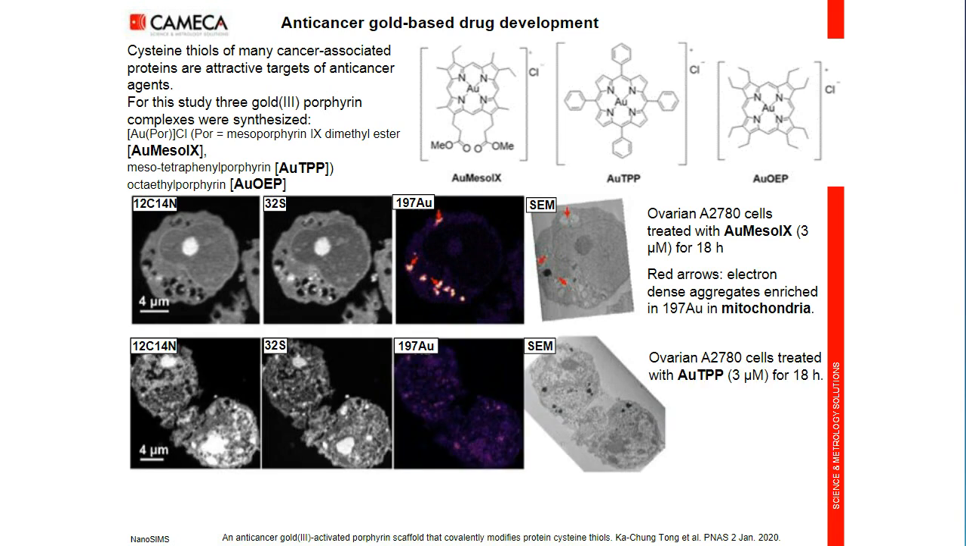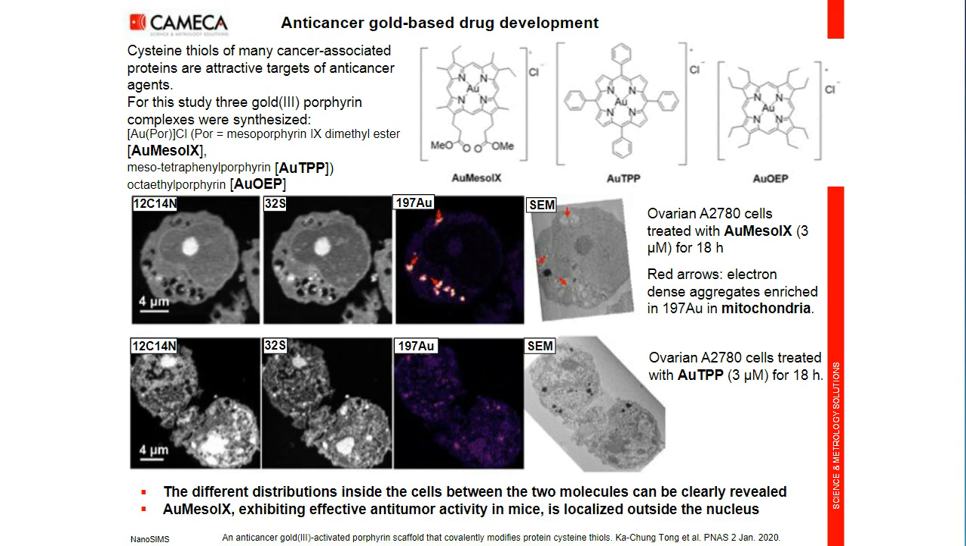And when comparing with different molecules, so gold TPP on the ovarian cells, one can easily see with the NanoSIMS the different gold internalization between the molecules, because of the high sensitivity of the NanoSIMS on gold at typically between 50 and 100 nanometer resolution. Gold meso 9, exhibiting effective antitumor activity in mice, is localized outside the nucleus.